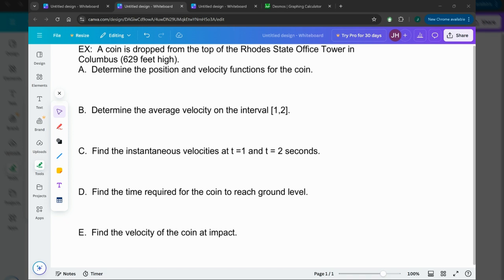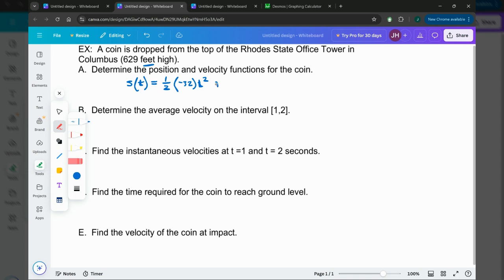Well, here's what we're going to do. First of all, to write a position function, we have to take half of gravity. Well, gravity, since I'm talking about feet, would be negative 32, and that would be multiplied by t squared.